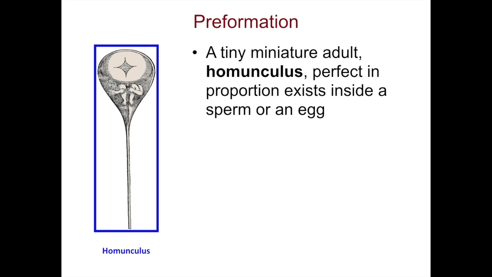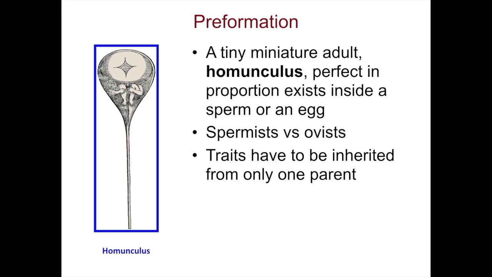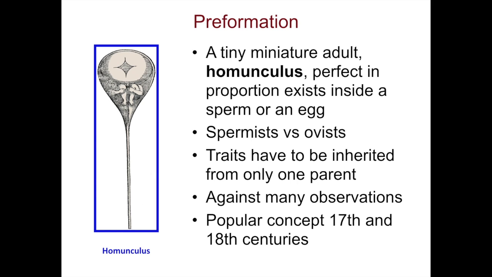In this idea, a tiny miniature adult, a homunculus, perfect in proportion, was proposed to exist inside a sperm or an egg. There were those that believed that the homunculus was in sperm and those that believed that the homunculus was in eggs. In this model, traits were only inherited from one parent. This goes against many common observations of how traits are passed on from parents to children. But this was a popular concept in the 17th and 18th century.